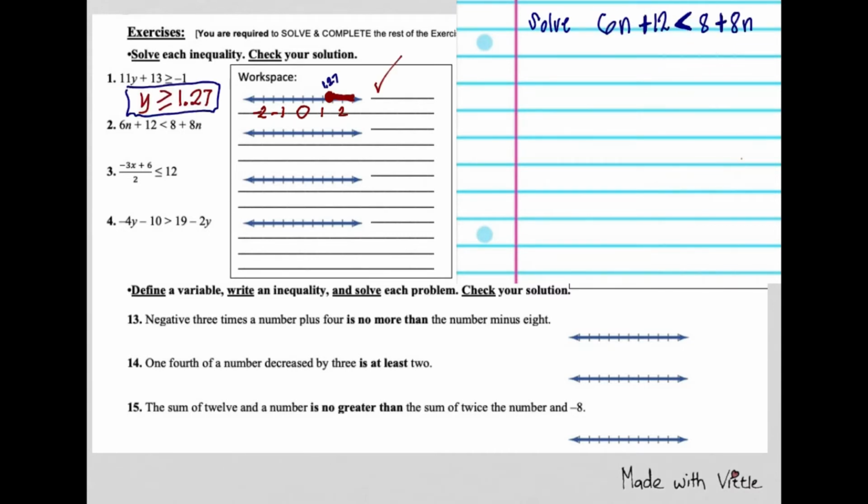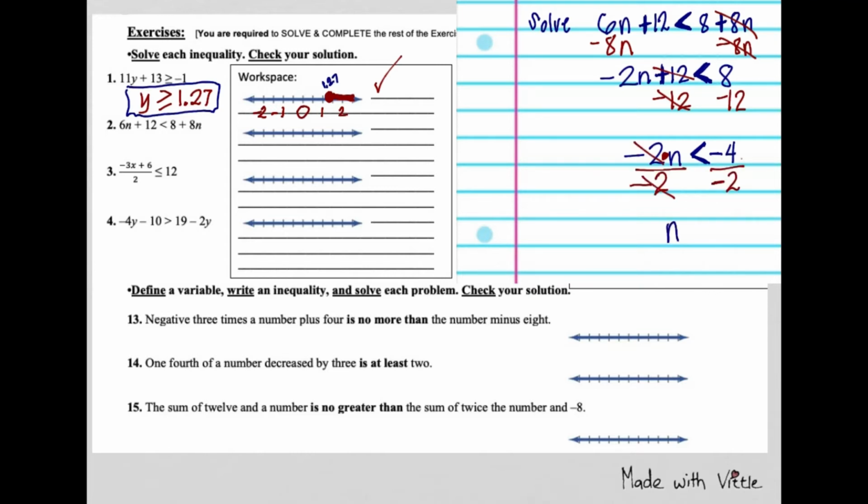Let's solve 6n plus 12 is less than 8 plus 8n. Cancel 8n on the right side by doing its opposite. Now on the left side, cancel the positive 12 by doing minus 12. Do it on both sides, don't forget. Now let's do the opposite of multiplication, which is division. So we will divide on both sides by negative 2.